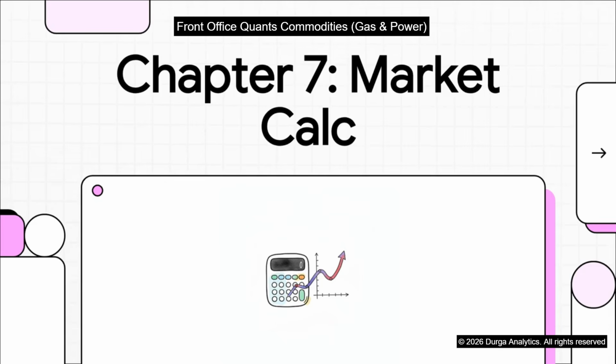I'm your instructor from Durga Analytics, and today we're rolling up our sleeves and getting hands-on with Chapter 7 of the Front Office Quant curriculum, your first market calculation in Python. Now, if you've been following along with us, you know we've spent some time mastering the vocabulary and the raw tools of the energy trading desk. Today is where those tools actually earn their keep. We are going to take a week of realistic market prices and engineer the exact numbers a trader asks for at the end of every single day.